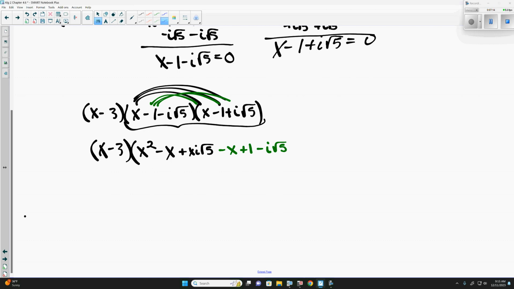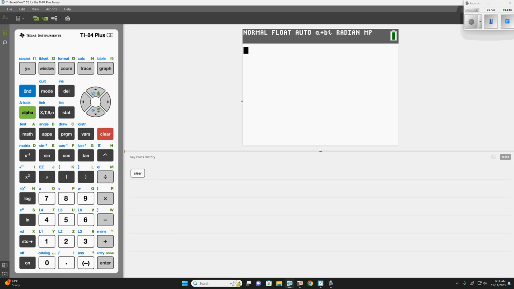And lastly, we're going to distribute our negative i square root of 5. Negative i square root of 5 times x is negative xi square root of 5. Our negative i square root of 5 times negative 1, negative times a negative, is a positive i square root of 5. And lastly, our negative i square root of 5 times i square root of 5, well, we can do that by hand, or luckily, the graphing calculator will do this for us.